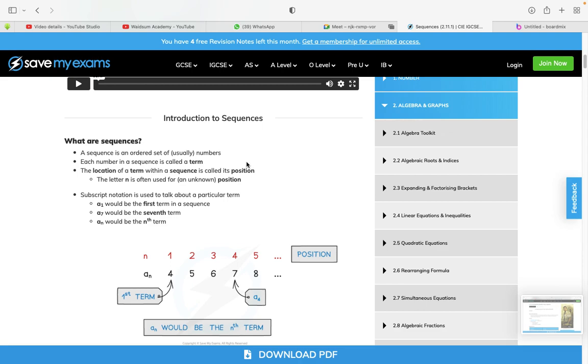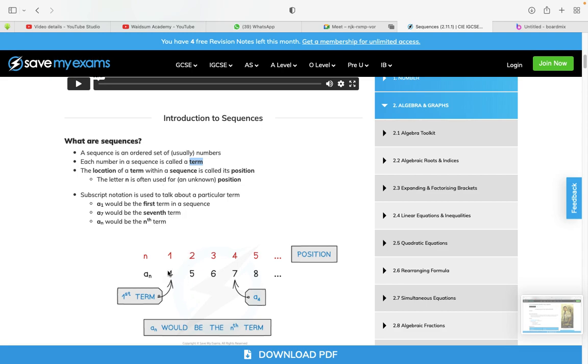Or we can look at a sequence as an ordered set of numbers. Each number in the sequence is called a term. Every number in the sequence is called a term. It's just an ordered set of numbers, and each number is called a term, and the location of a term within a sequence is called its position.